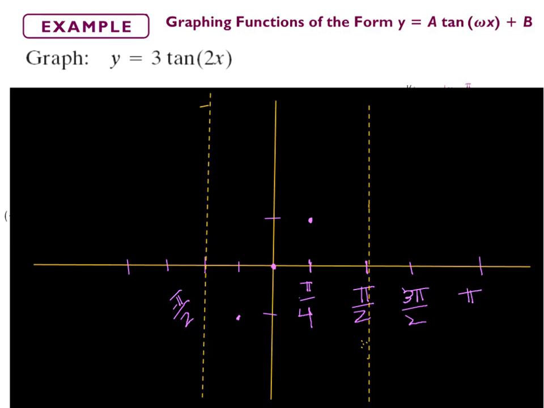So here's my basic tangent graph, and of course there's another one out here. I don't have enough room to make it all happen, so I'll just make this part happen. This goes up here. There's another asymptote out there. Okay, so let's see what we can do here. So what's the first thing we're going to work on? We have 3 tangent of 2x. This right now is 1, and this is minus 1.